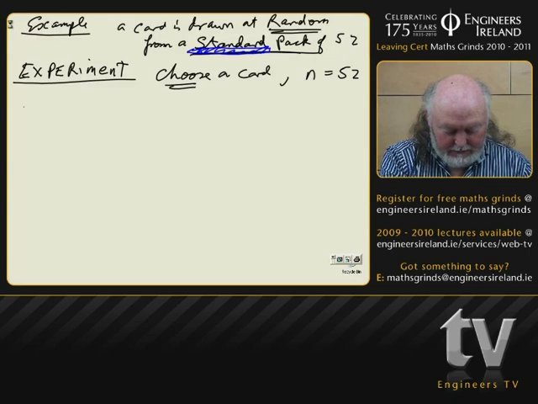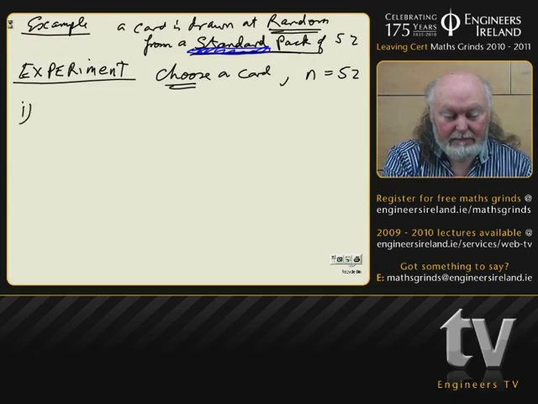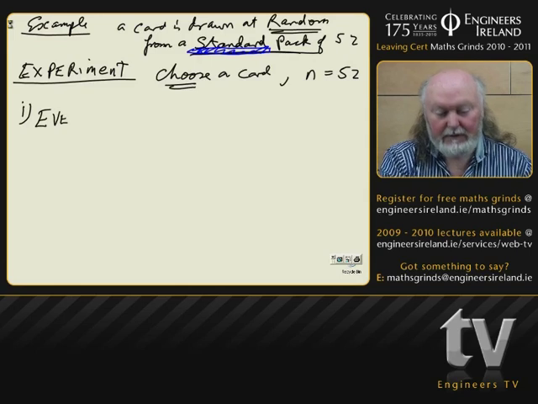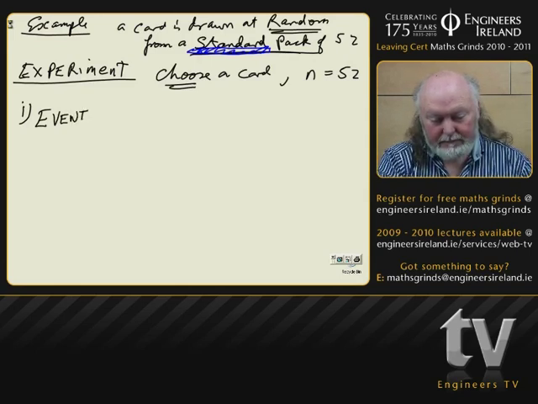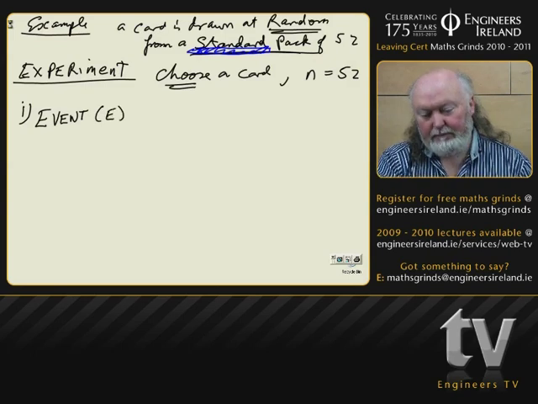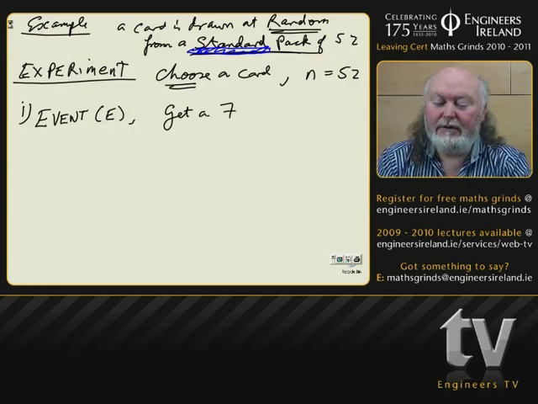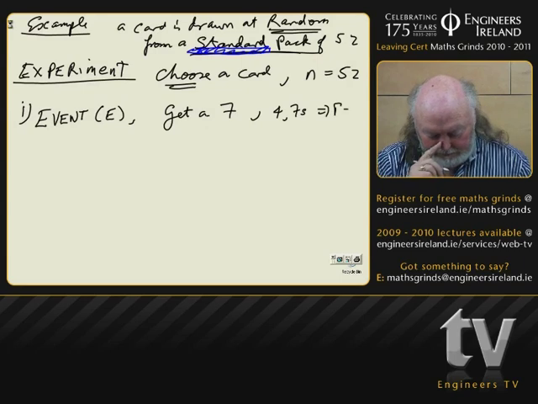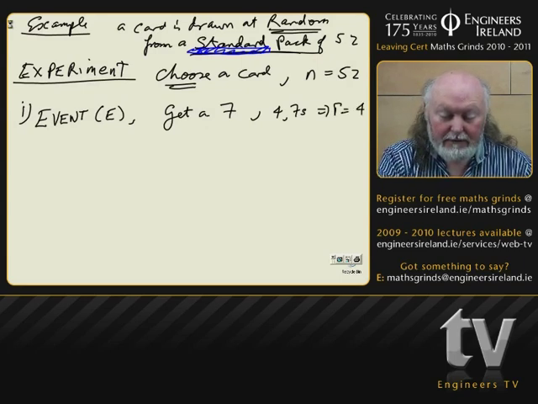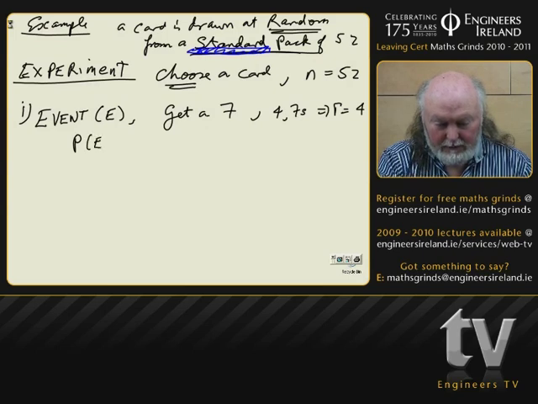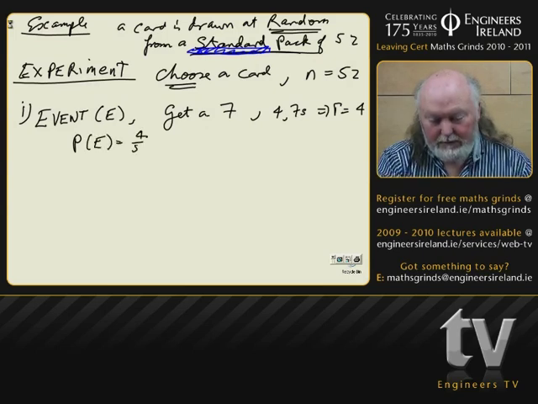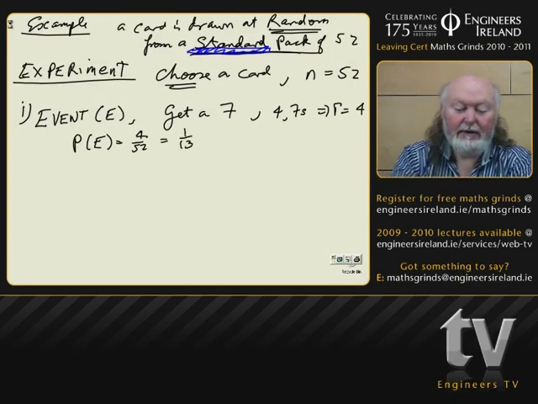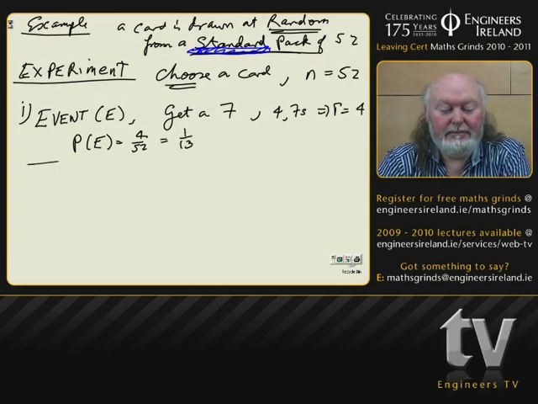Here's the first question that's asked of us. The event. And we're looking for get a 7. How many 7s are there? There are 4 7s. So R is 4. So then P of this event that we're talking about here is 4 over 52, which is equal to 1 over 13. Couldn't call that difficult.